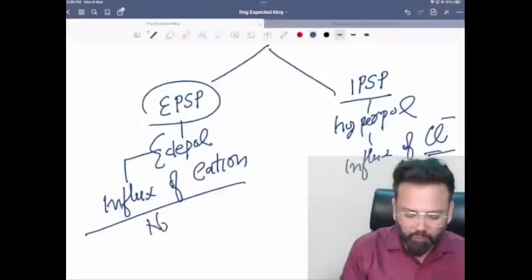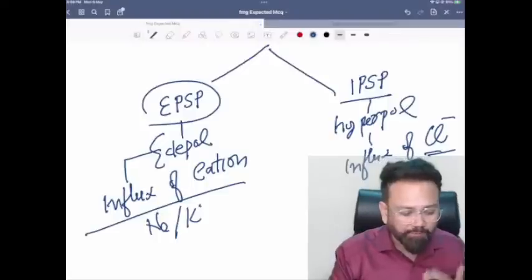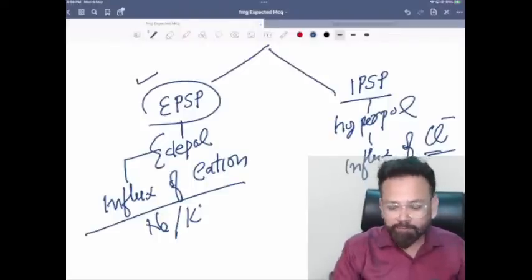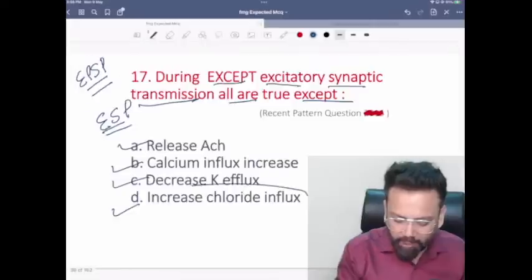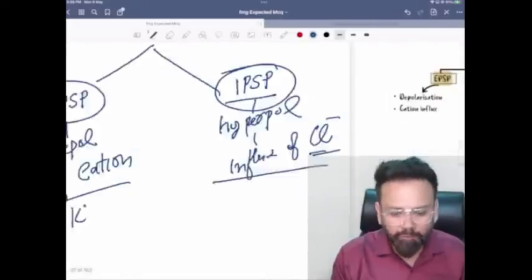It can be because of sodium, potassium. These all are cations. So if there is influx of cation, it is excitatory post-synaptic potential. If there is influx of anion, like chloride, it will be inhibitory post-synaptic potential. Very easy.